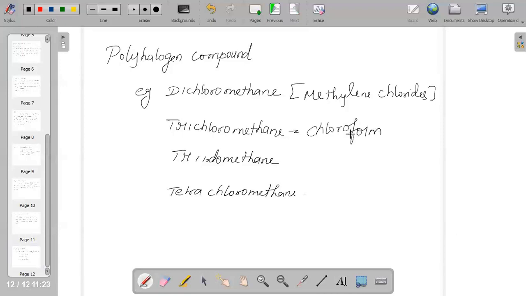And chloroform is a sweet smelling, heavy and colorless liquid. Basically it is insoluble in water, but it is soluble in organic solvents. If it is inhaled, it can cause unconsciousness.